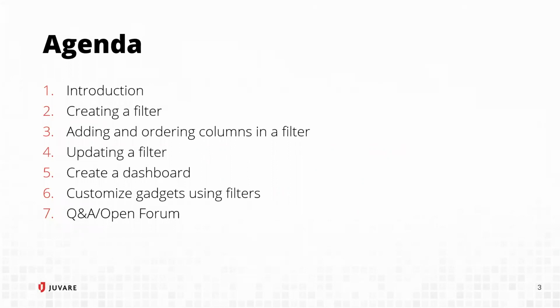Today we're going to talk about filters and we're going to talk about dashboards. So we're going to go through the basics of creating a filter, adding and ordering columns in a filter, updating a filter that you've saved. Then we'll talk about creating a dashboard. We did talk about that already in our first section, but we're going to come back and revisit it a little bit because gadgets can be customized using those filters. So the results that you get in the gadgets on a dashboard can be based upon the filter that you're using for that particular gadget. The columns that you see, the data that you get, is all based upon the filter that gadget is configured for.